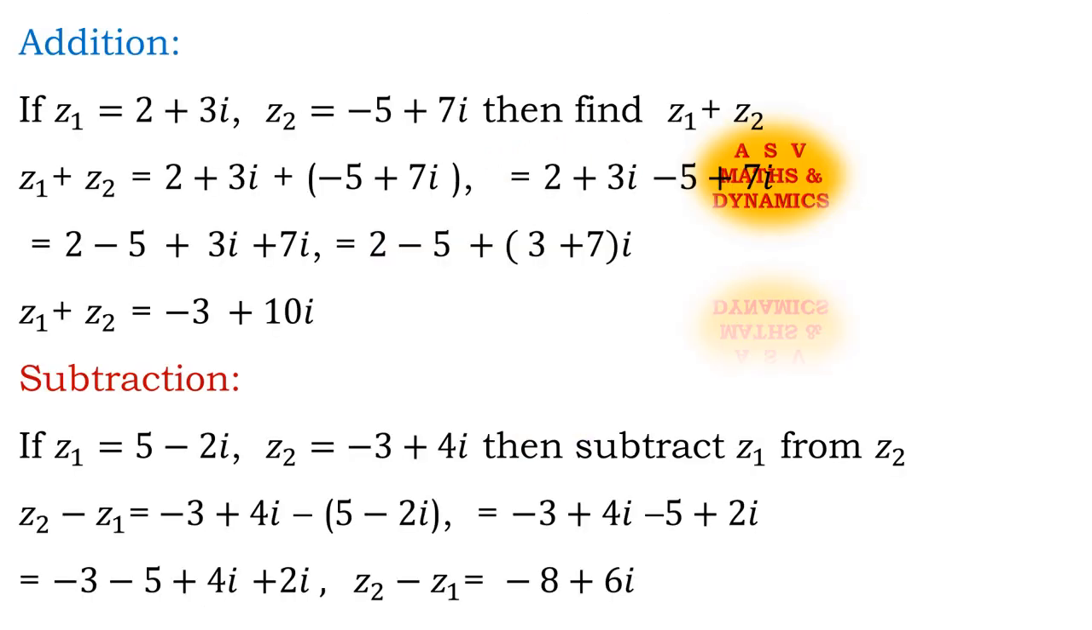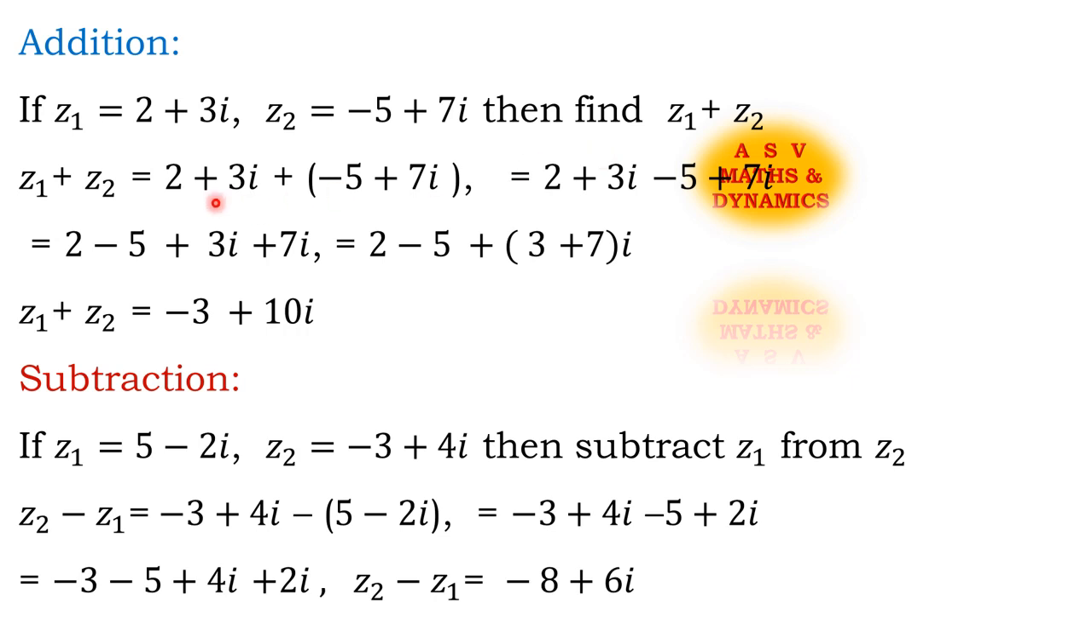So come to the binary operations in the complex number. First is the addition. Addition means we need two numbers. I take z1 is equal to 2 plus 3i, z2 is equal to negative 5 plus 7i, and we want to find z1 plus z2.